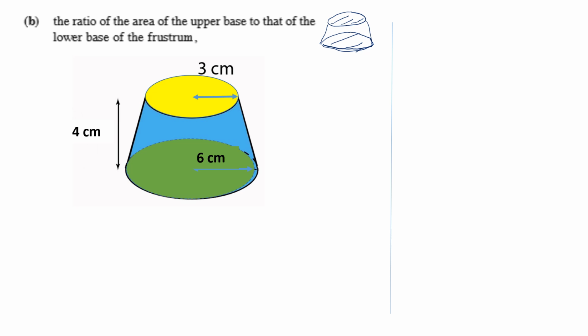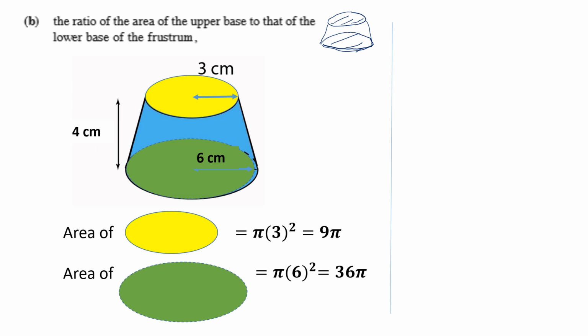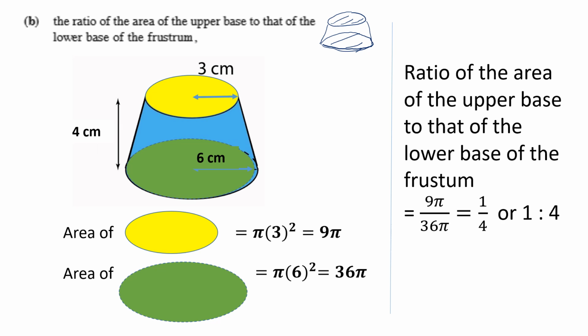We can find the area of a circle using the formula pi r squared, to get 9 pi for the yellow circle. And for the green circle, the radius is 6, so that will be pi times 6 squared, giving you 36 pi. So the ratio will just be 9 pi over 36 pi. The pi cancels, and 9 divided by 36 will give you 1/4. Since we're asking for the ratio, you have to leave your answer as 1:4. You don't leave it as a fraction, so I need to cross this out. The answer is 1:4.